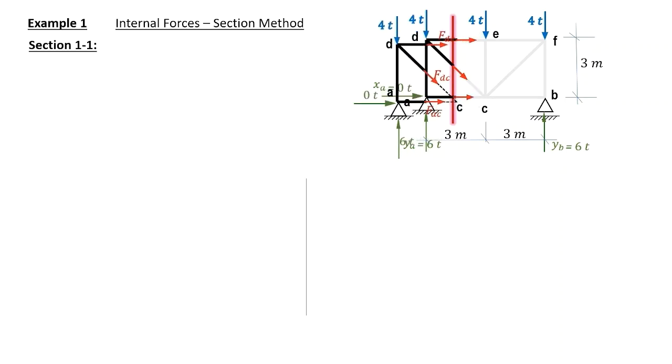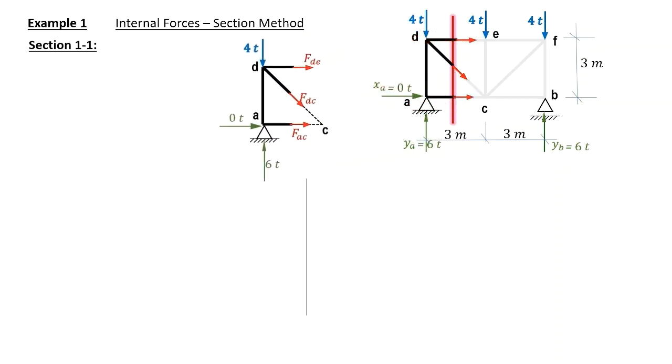Here, we consider the left part, the part left to the section, S1, or section 1-1, with all the external forces and all the internal forces that had a cut passing through the considered members. FGC is analyzed into two components, FGC cosine 45 and FGC sine 45. And we start with our first equilibrium equation, sigma forces in the y direction equals 0.